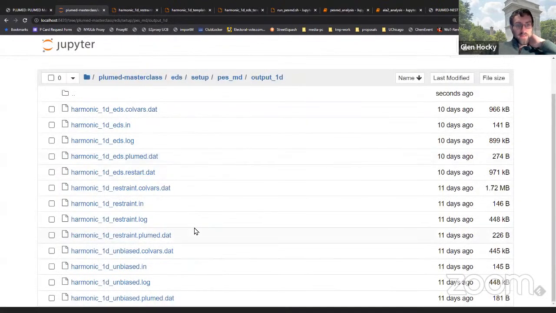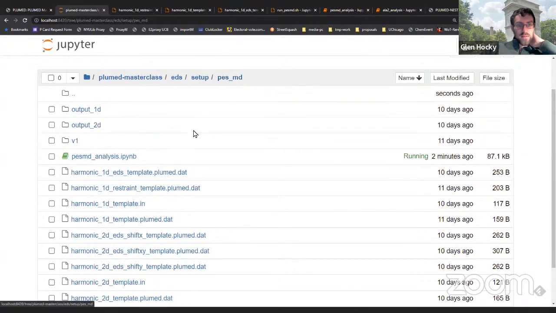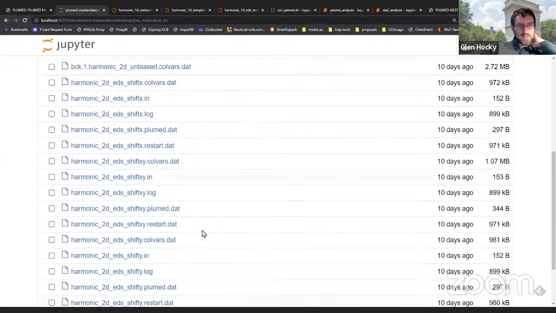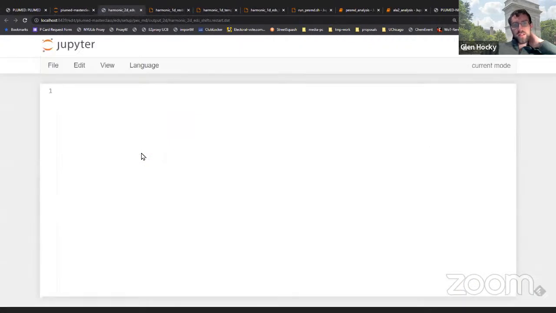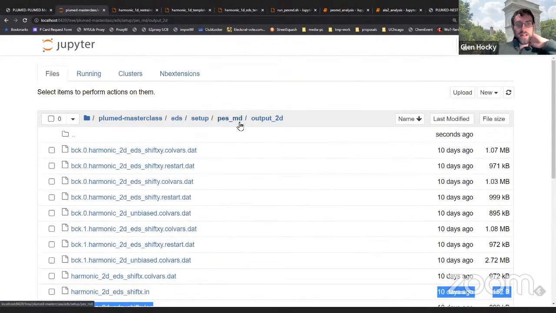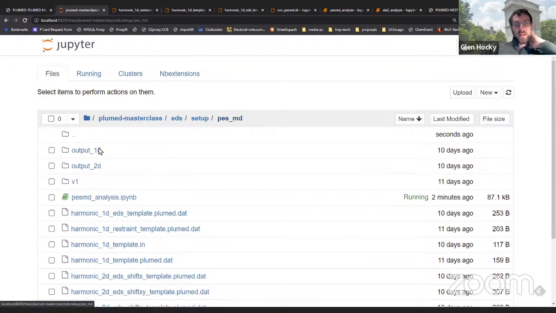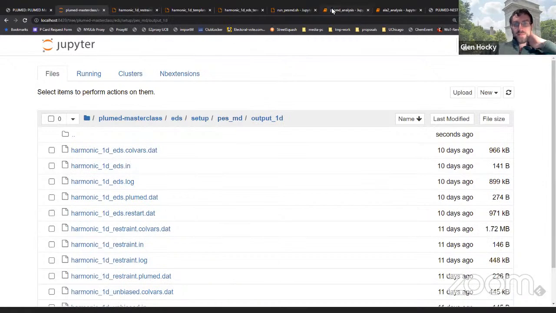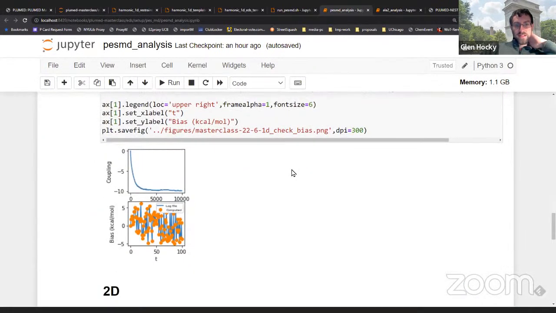So we also have, maybe it's not in this one. I'll show later that we also have a restart file, which contains some of the internal stuff that's saved so that you can exactly continue these simulations. But you only need the Colvars file to see this biasing parameter. And I think that's shown here.